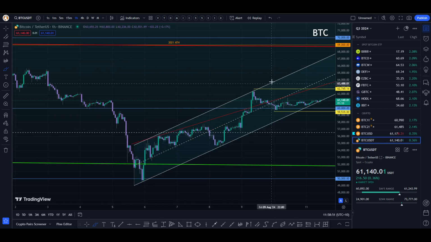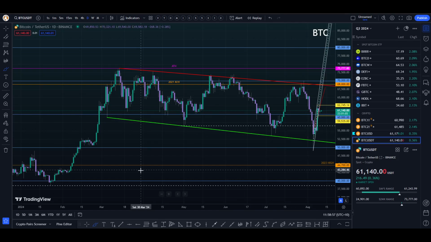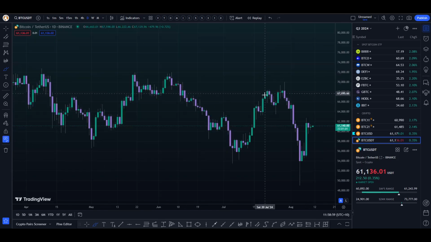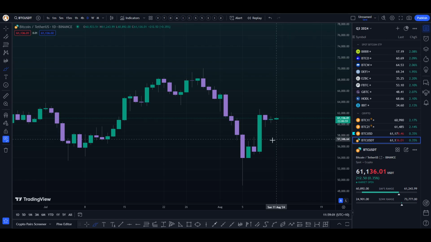So let's zoom out a little. This was the hourly chart. You can see it's the Sunday candle now. Let me just hide all the drawings. I want to look at just candlesticks. So obviously the Thursday candle was a beautiful big bullish engulfing candle.